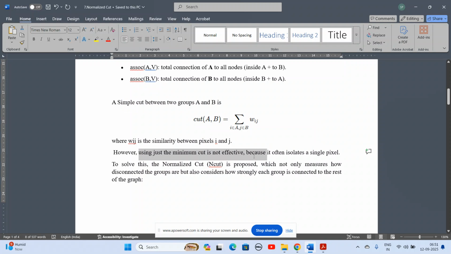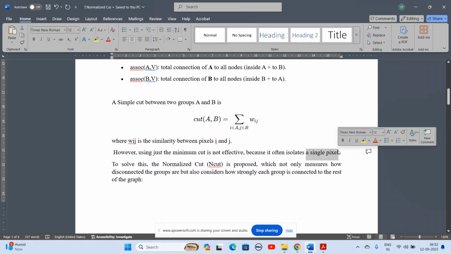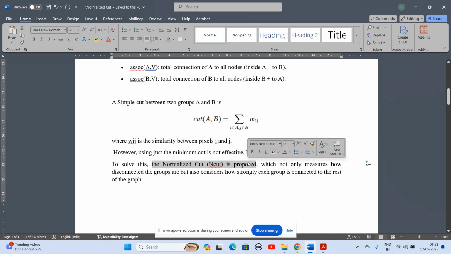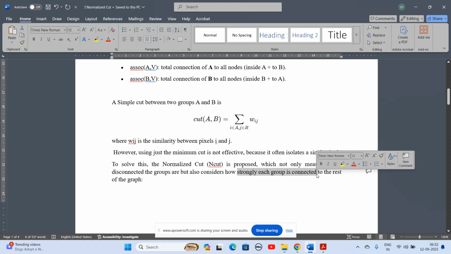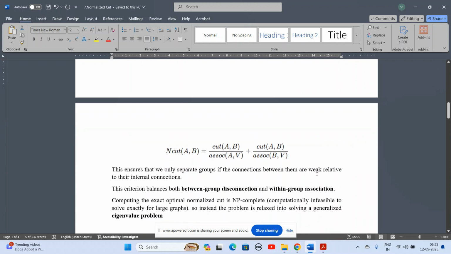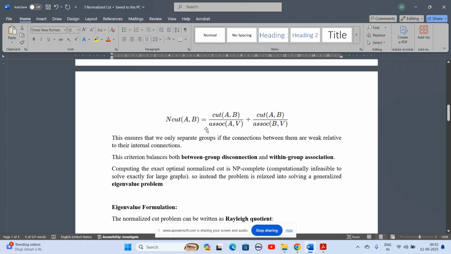Using just the minimum cut is not effective because it isolates even a single pixel, or it may result in a smaller region of segmentation. This is often not a good practice. So to solve this, a normalized cut is proposed. Normalized cut not only measures how disconnected the groups are but also considers how strongly each group is connected to the rest of the graph. Normalized cut of A comma B equals cut of A comma B divided by association of A comma V, plus cut of A comma B divided by association of B comma V.